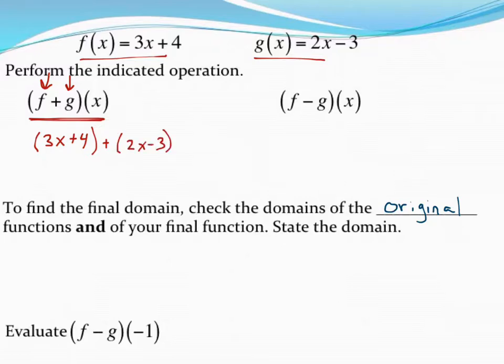And from here, it is just a matter of adding up like terms. So I've got 3x plus 2x to get 5x, and then 4 plus negative 3 to get positive 1. So I end up with a brand new function that's going to represent the sum of the two functions.